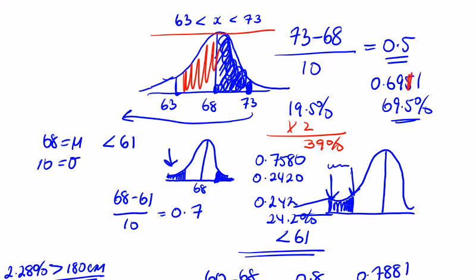Here I wrote 5.1, it's 1.5, so just be careful, 69.15%, which is going to be slightly different than that, 19.15, so it's going to be 38.3. Just check your answers at the end.